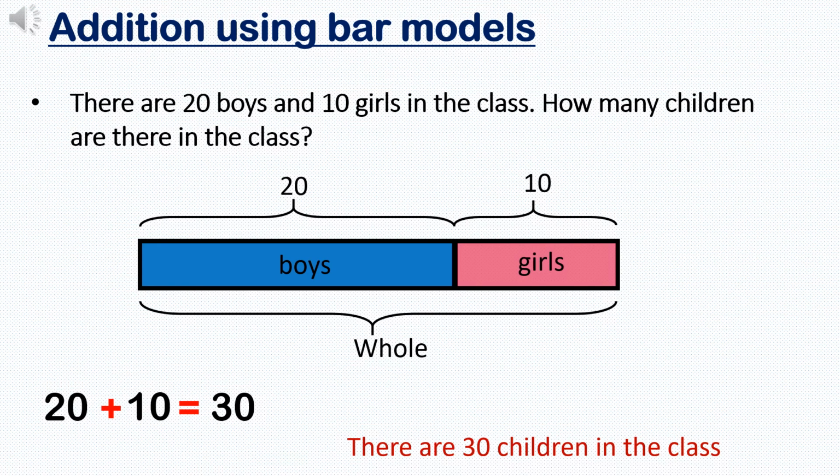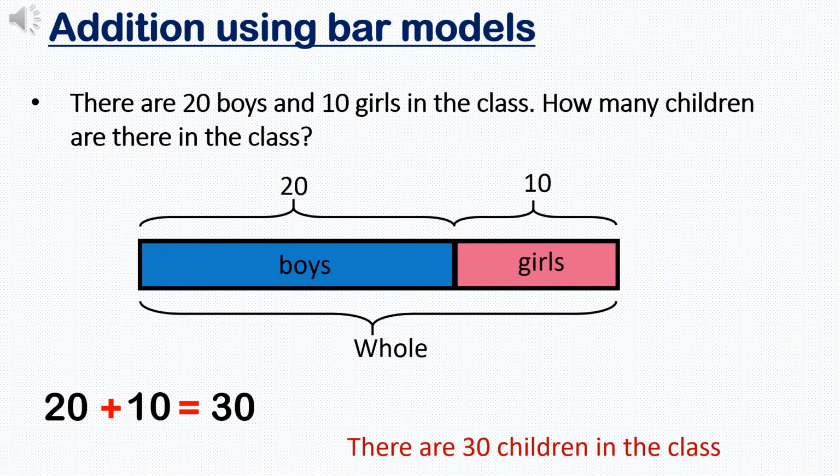Addition using bar models. There are 20 boys and 10 girls in the class. How many children are there in the class? For that, we need to draw 2 bars separately. One for boys and one for girls. First, I will draw a bar for boys. It's in blue color. Then, I will draw a bar for girls next to boys. When you compare 20 and 10, we know 10 is less than 20. So the girls' bar also needs to be shorter than the boys'.